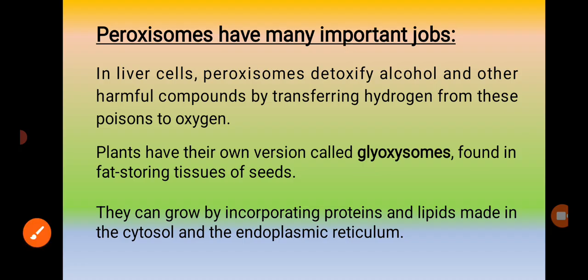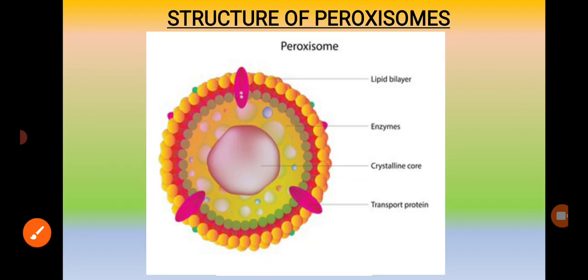Next we'll move on to the structure of a peroxisome. Peroxisomes are small, spherical organelles surrounded by what? A single membrane. As you see, it does not have a double membrane like what we discussed previously. It has a single membrane, unlike mitochondria and chloroplasts, which have a double membrane structure.